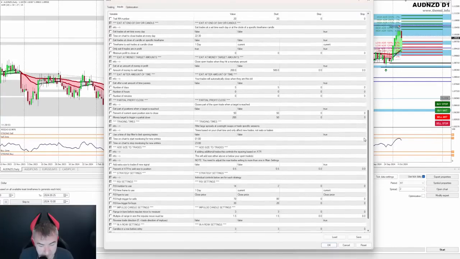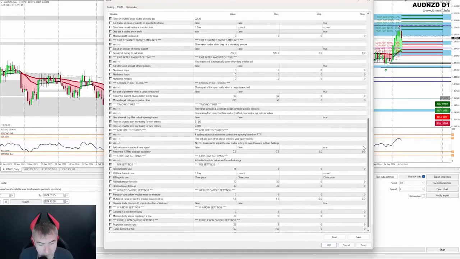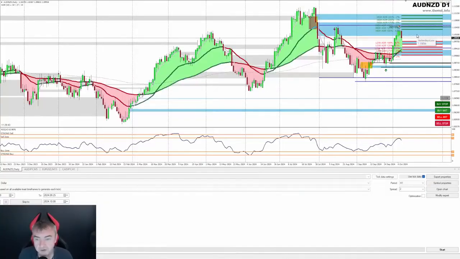Where's the settings? Down here somewhere. Yeah. So I've got settings basically for propulsion candle input and target percent of risk.